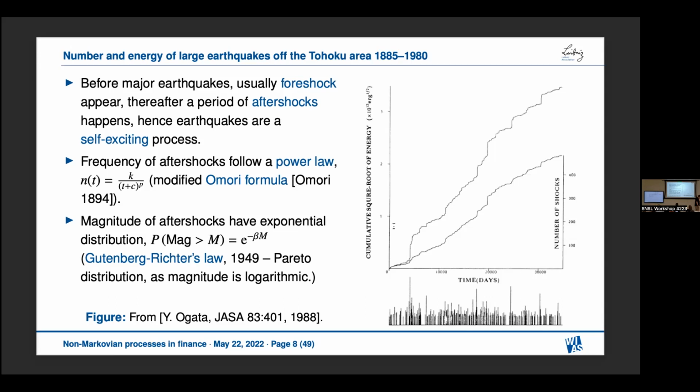There are certain classical observations people made a long time ago. For instance, the frequency of aftershocks is often modeled by a power law, which is the so-called modified Omori formula. The Omori formula, if I remember correctly, would be p equals 1, and it's from 1894, so this is very classical. Another important thing is the magnitude of aftershocks, which have an exponential distribution. But one should keep in mind that the magnitude is already on an exponential scale. Actually, this is more like a Pareto distribution if you look at the energy itself. We will come back to this situation later on.